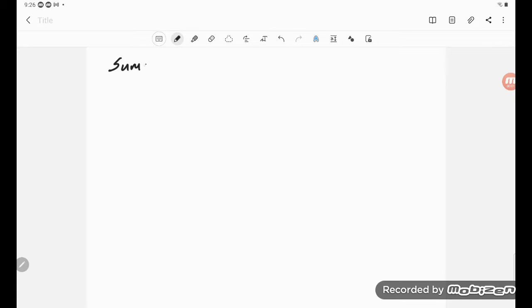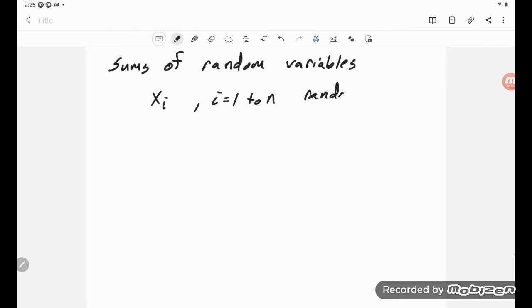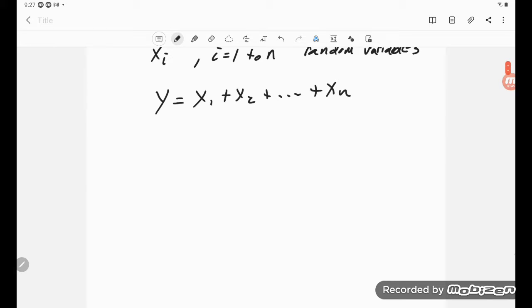Okay, we want to look at sums of random variables. This could also be differences. So if I have a bunch of xi, i equals 1 to n, random variables, and then I let y equal the sum of those, x1 plus x2 plus up to xn. What can we say about the mean and variance of y?